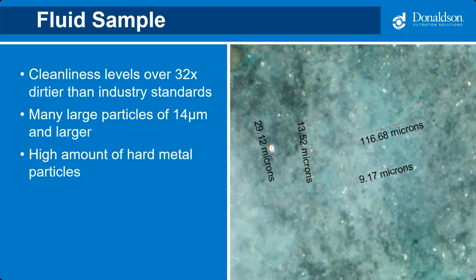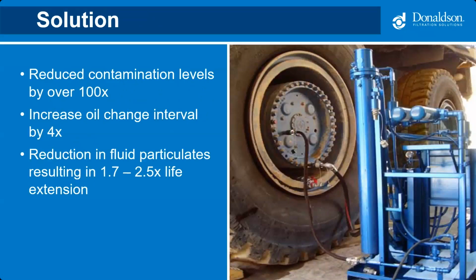So what we did is we implemented, instead of draining and dropping that fluid every time due to contamination, since the additive package and everything else within that fluid was still good, when that piece of equipment was in for its service interval, we'd hook an offline filter cart up to it. We were able to reduce those contamination levels by over 100 times and increase that oil change interval by 4x. So instead of draining and dropping that every 500 hours, we're able to get to 2,000 hours of fluid time, dramatically reducing the cost of fluid for this operation.